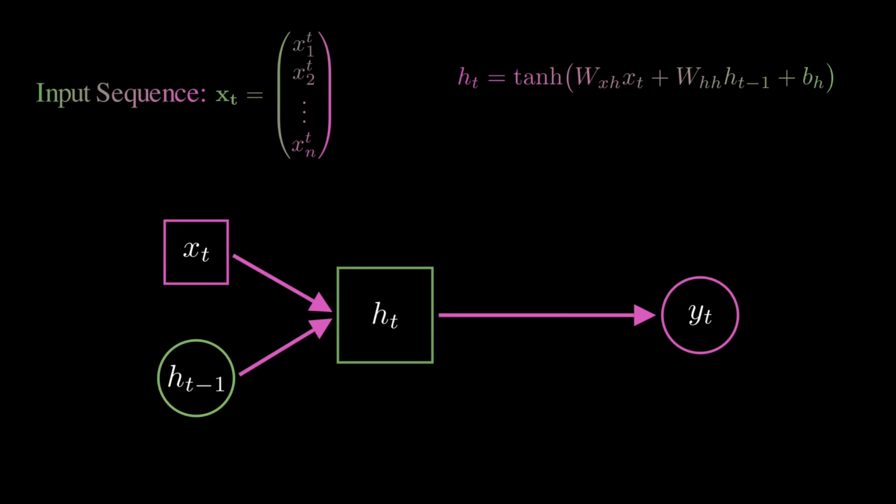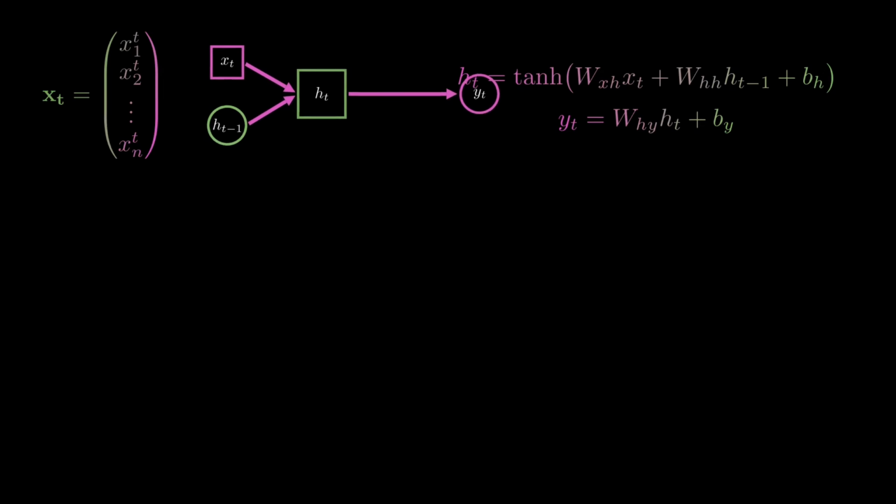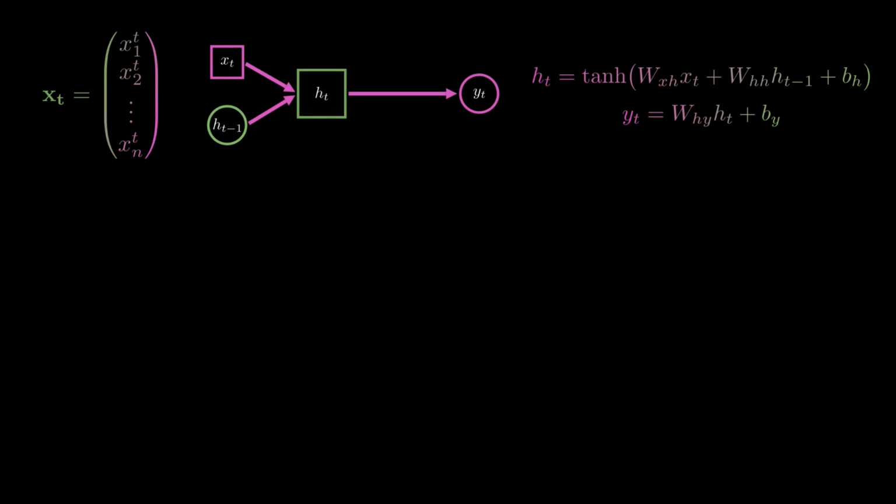At this stage, we compute the output by taking the hidden state vector and multiplying it by another matrix of weights, then adding the bias again. So in this vanilla recurrent neural network, we're estimating 3 weight matrices. One for the input to hidden state, one for the hidden state to itself, and one for the hidden state to output.